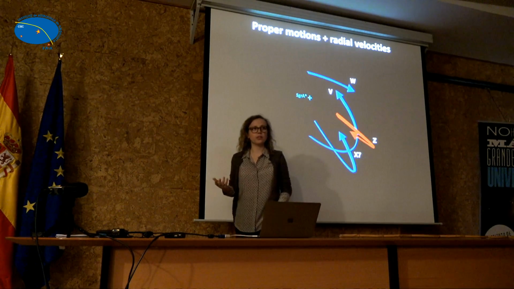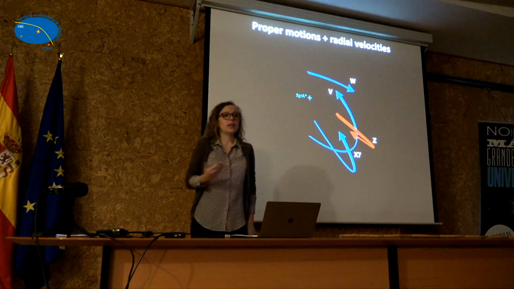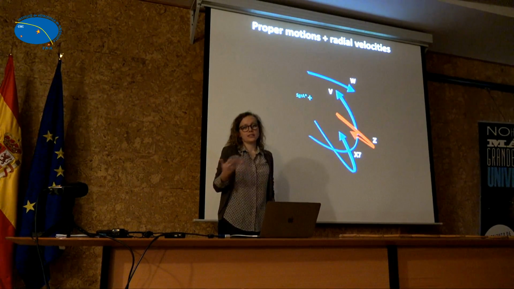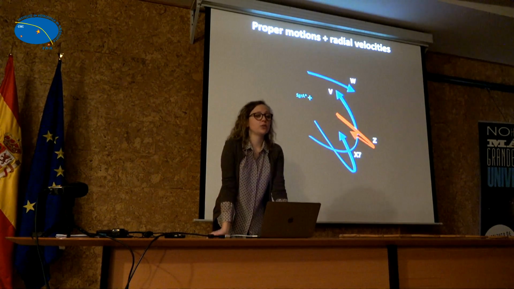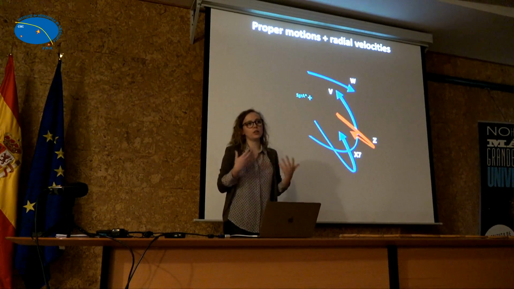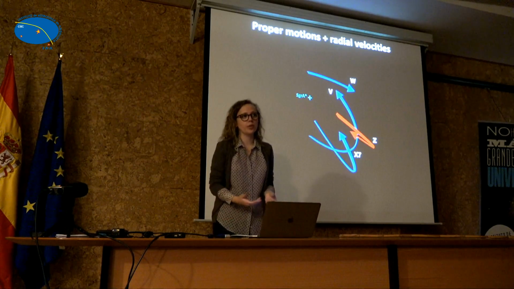So the question is, for V, for W, has it already passed the closest approach to the black hole? And this is interesting information. If it survived, then you have to have a star inside that keeps it together and prevents it from getting destroyed by the forces of the black hole.